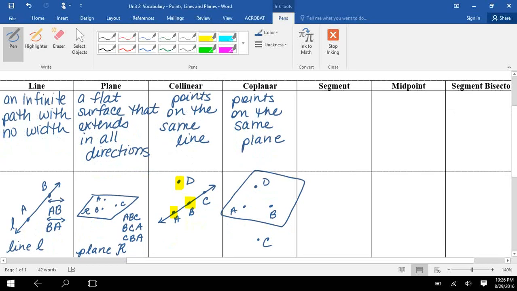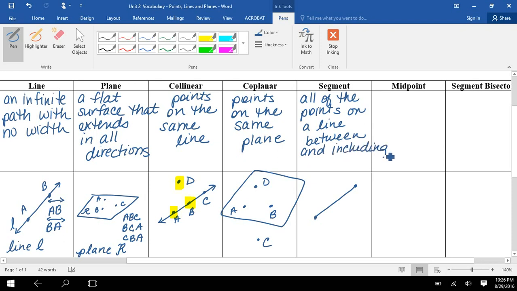Segment. Segment, I'm fairly sure that you are familiar with. A segment is actually part of a line, and it has 2 endpoints. So a segment is all of the points on a line between and including 2 endpoints.